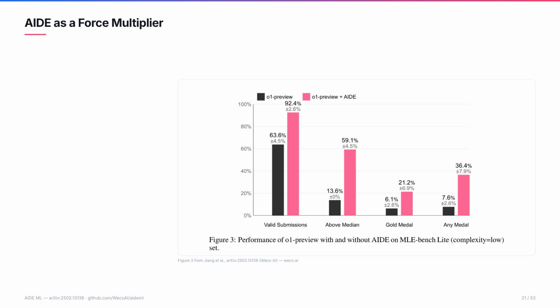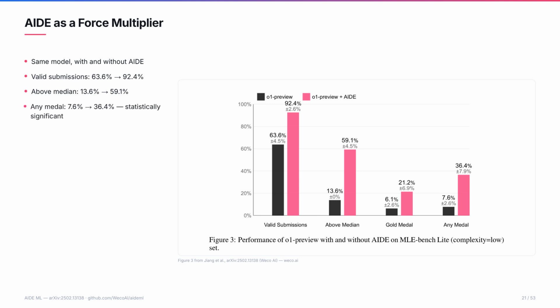This chart is the cleanest evidence in the paper. It is the same underlying model, O1 Preview, with AIDE wrapped around it. Valid submissions rise from 62.6 to 92.4%. Solutions above the human median jump from 13.6 to 59.1%. The gold medal rate more than triples. And the overall medal rate goes from 7.6 to 36.4%, nearly a five-fold increase. All of these are statistically significant. The scaffold, not just the model, is doing the work.